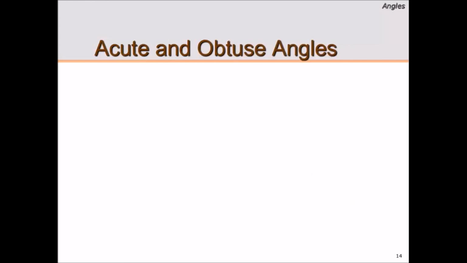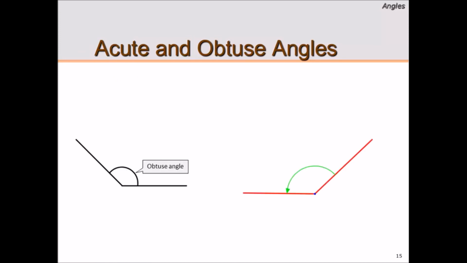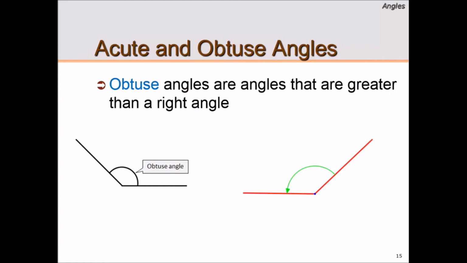Acute and obtuse angles. Acute angles are angles that are smaller than a right angle. Obtuse angles are angles that are greater than a right angle.